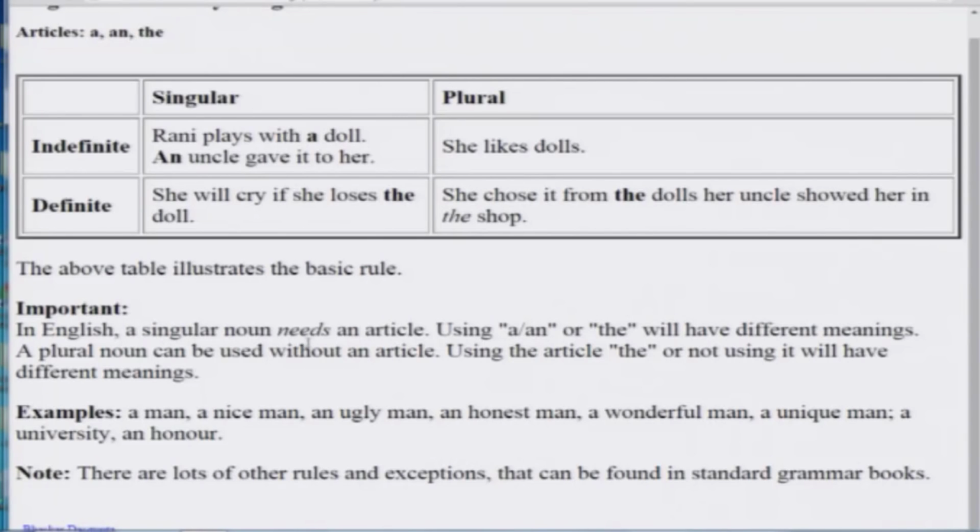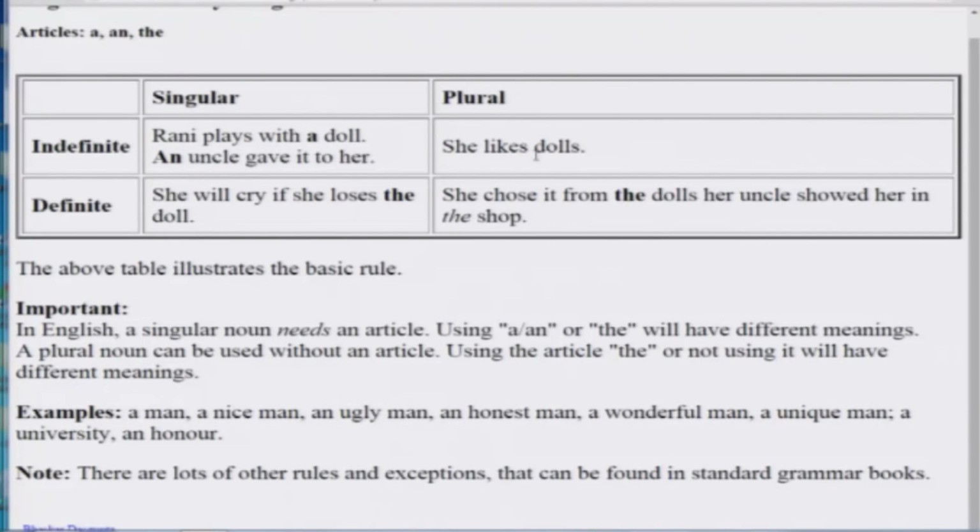A singular noun needs an article, and which article to use? As I told you, for an unknown new noun, typically you will use a or an, and if it is somehow identified, then you can use the. You will use the if it is an identified old object. In the case of a plural noun you can use it without an article, the way we did here.